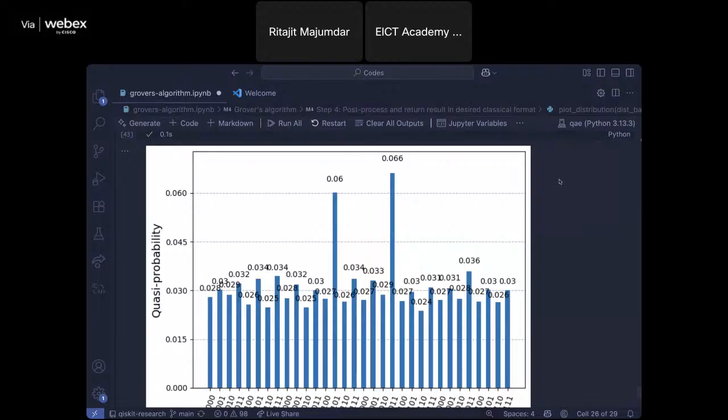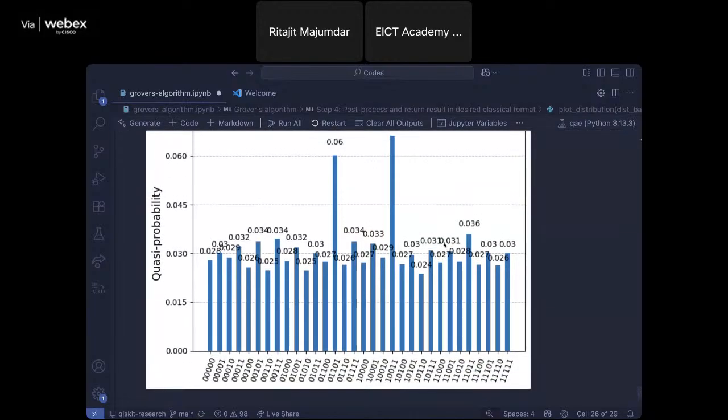Okay, there was a question: is the number of iterations 3 because n equals 9? No, n was equal to 5. But remember, root 5 is roughly 2 point something, and there is a pi by 4 multiplicative factor of that. Then we take the floor of that. So that's where it gives the number of iterations equal to 3.